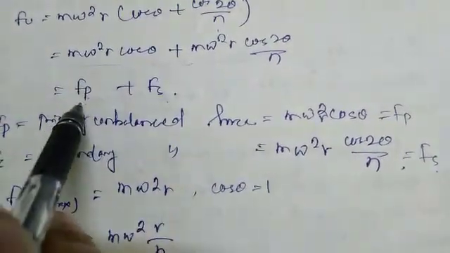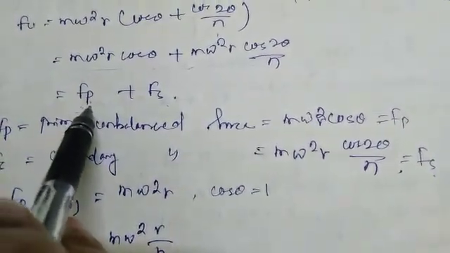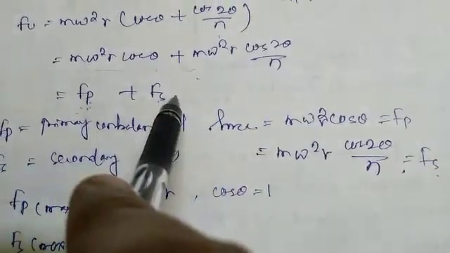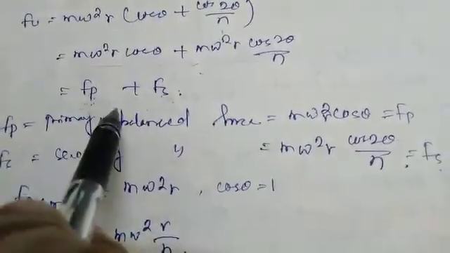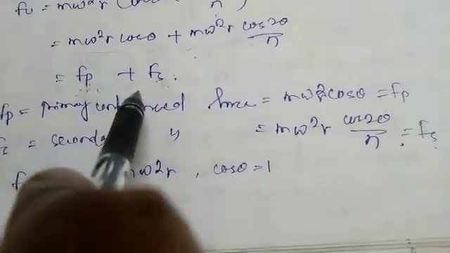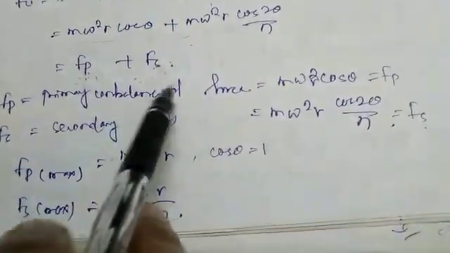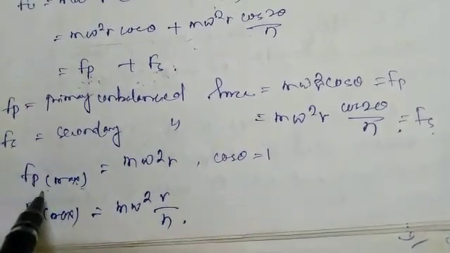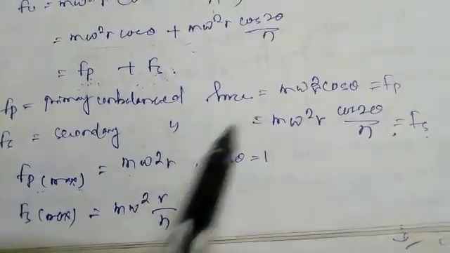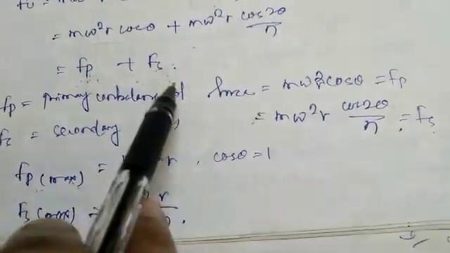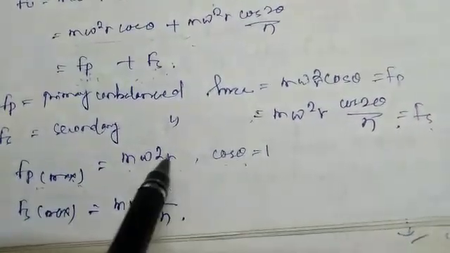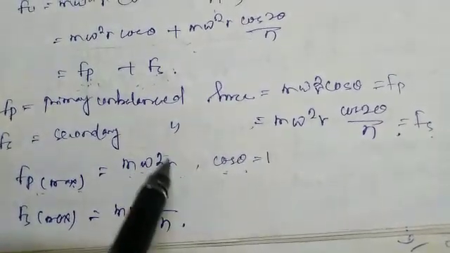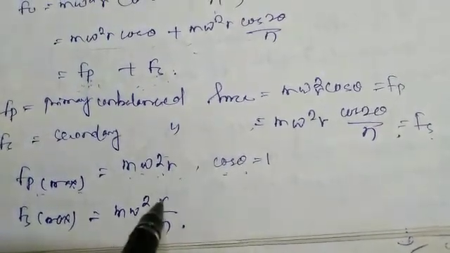The first term is named the primary unbalanced force, and this is the secondary unbalanced force. So the total unbalanced force is the summation of the primary unbalanced force and the secondary unbalanced force. Clear? Your maximum value of primary unbalanced force will be, we put the maximum value of cos theta equal to 1. So in place of cos theta, if we put 1, we get m omega square R. Similarly here m omega square R by n.